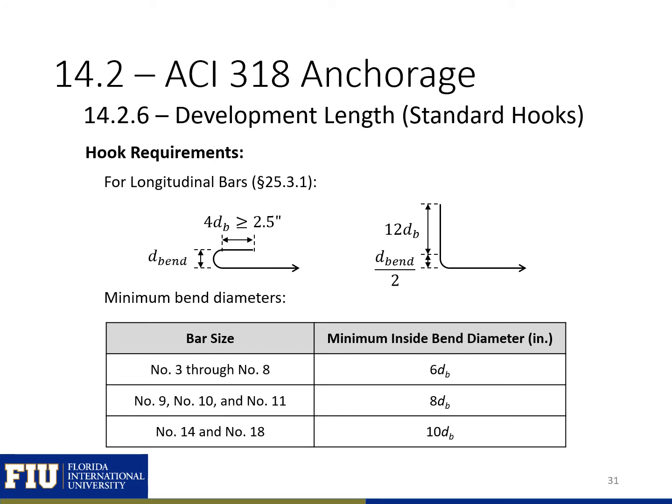The hook requirements for longitudinal bars are shown on this slide. You can see here the bend diameter and the required length of the leg shown here. So the minimum bend diameters for our longitudinal bars are based on our bar size and vary between 6 times the diameter of the bar and 10 times the diameter of the bar.